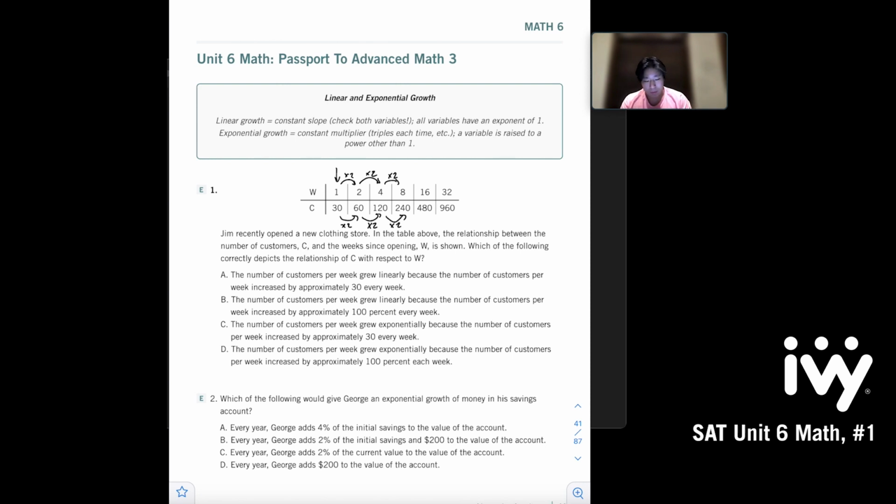So in this case, what we're going to pick is one that's linear, and we see that the one that matches up better is answer choice A, because it goes up by approximately 30 per week, because we see from week 1 to week 2, it goes up by 30.